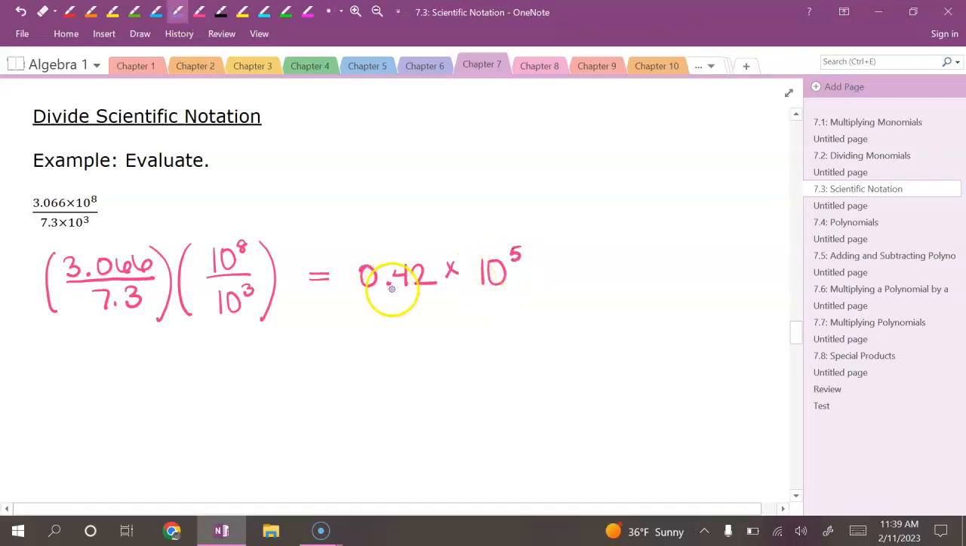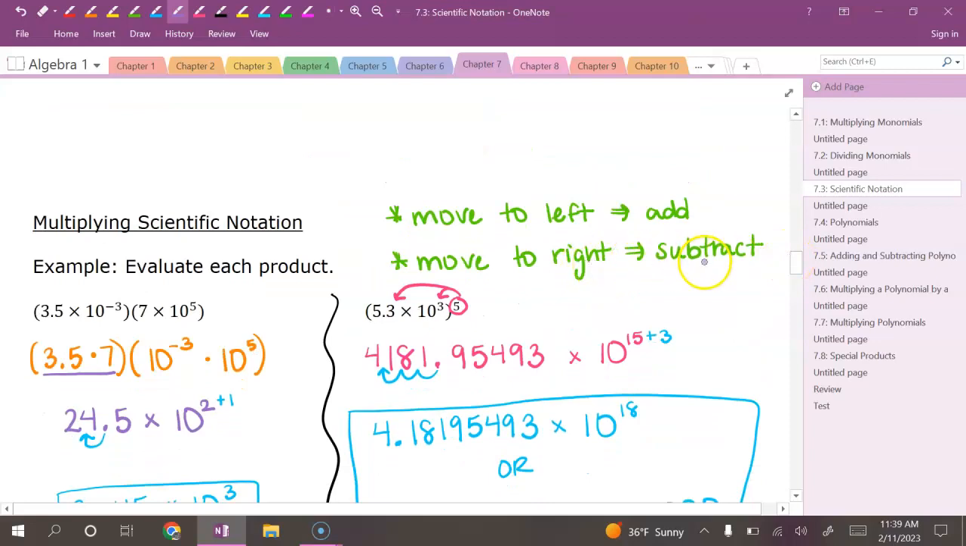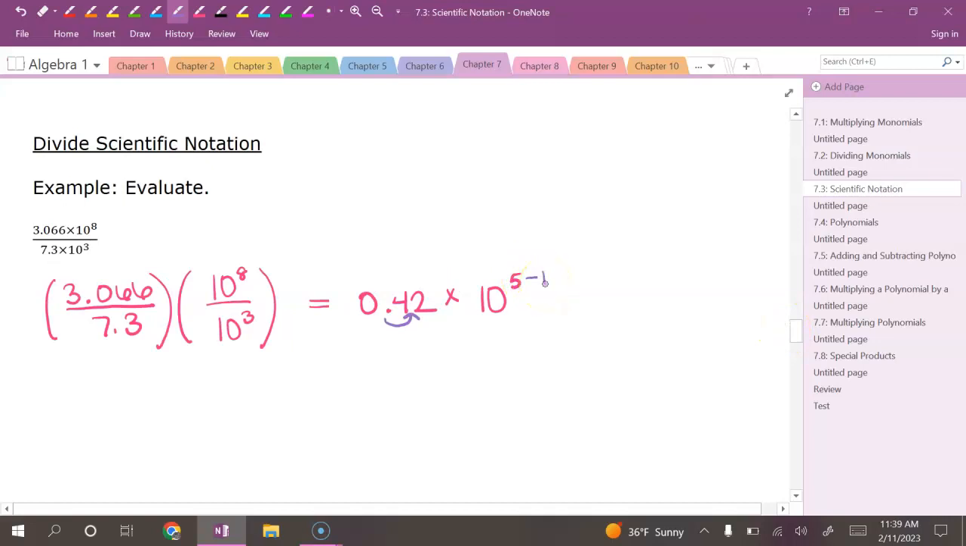Now this one is not in scientific notation, because remember that decimal has to come after the first number that we see. So we do actually need to move this one to the right this time. So back up here, when we talked about those rules, I said when you move it to the right, you have to subtract the number of times that you move the decimal. So I actually need to subtract 1 from the 5. And so my final answer is 4.2 times 10 to the 4th power. And again, I'll write this out in standard form. This would be 42,000 if I were to move that 4 times to the right.